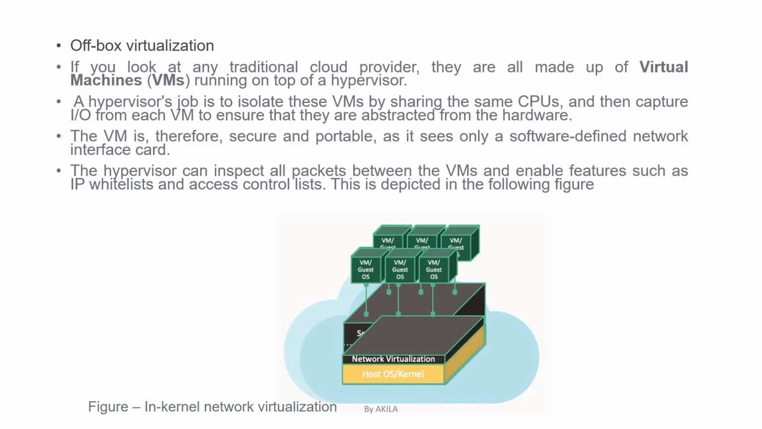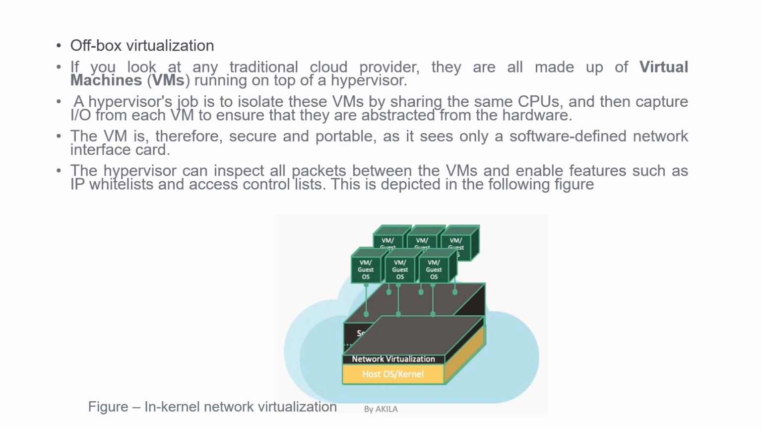Now we will learn about off-box virtualization. What is the meaning of that? If you look at the traditional cloud providers, they are all made up of virtual machines running on top of the hypervisor. The hypervisor's job is to isolate these VMs sharing the same CPU and capture the IO from each VM to ensure that they are abstracted from the hardware device. So we abstract the hardware device using the hypervisor. The VM is therefore secure and portable as it sees only the software-defined network interface card.